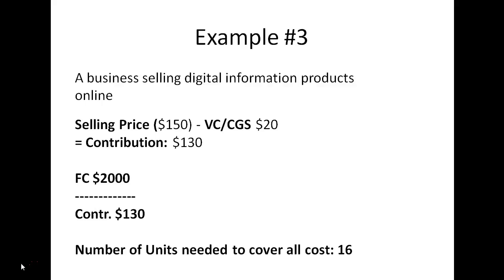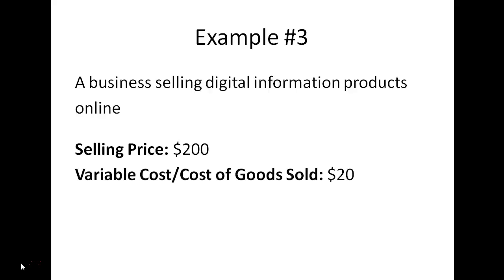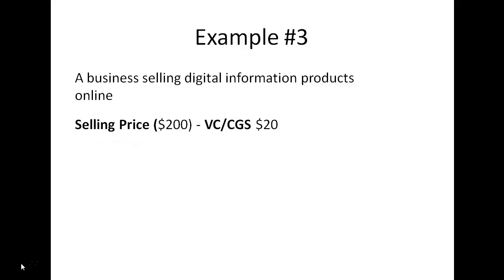Now we're going to look at another example. We consider increasing our selling price to $200. Do you want to try calculating what the contribution would be? Just try that. All right. So the variable cost is $20, and the fixed cost is $2,000. You can pause the video, because I'm going to go ahead now and show you the answer. Here's what the answer would be.